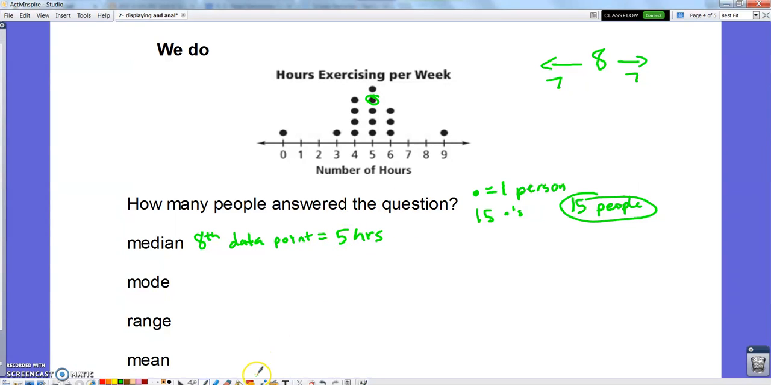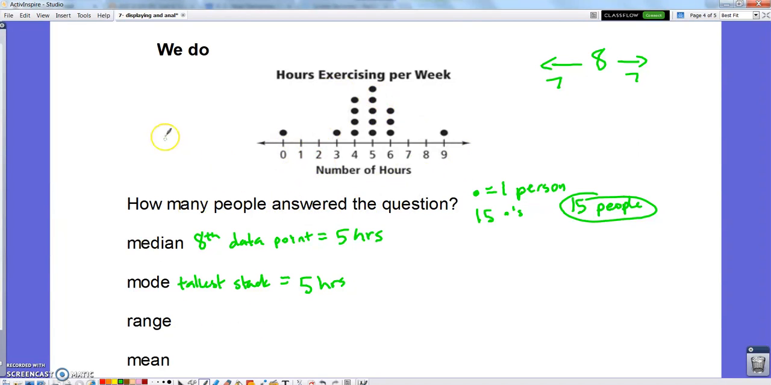Okay. The mode is probably the easiest thing of all, because all you have to do is look for the tallest stack. And that's right there. So the mode is the tallest stack, and that is also 5 hours. So more people exercise 5 hours than any other number of hours that were asked.